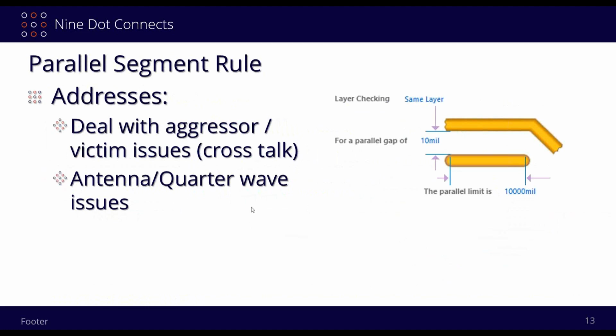Okay? So we're dealing with crosstalk or aggressor-victim issues, and I am going to call the aggressor or the victim so we can have a relationship between these two signals. And we're also dealing with something that's called the antenna quarter wavelength issues.